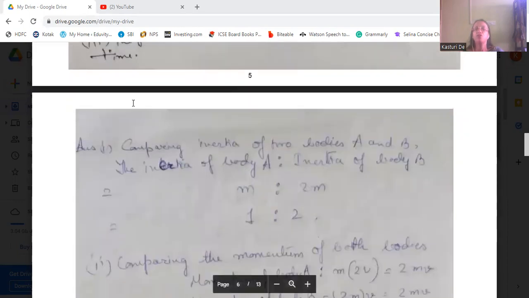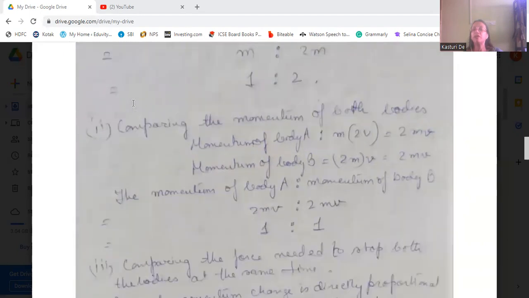First, we compare the inertia of the two bodies. The inertia of a body depends on its mass. So the inertia of body A is m, and the inertia of body B is 2m. So the ratio is m to 2m, that is 1 to 2.